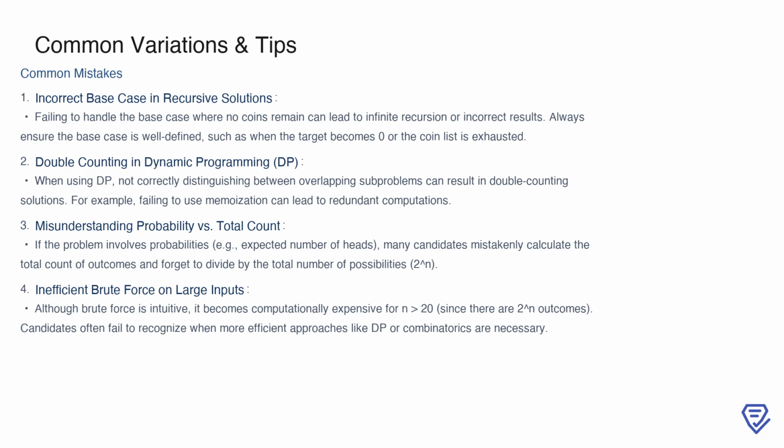Another frequent mistake is misunderstanding the difference between probability and counting outcomes. For instance, if the task involves probabilities, it's not enough to count the possible outcomes, you must divide by the total number of possibilities, which is typically 2 raised to the power of the number of coins.